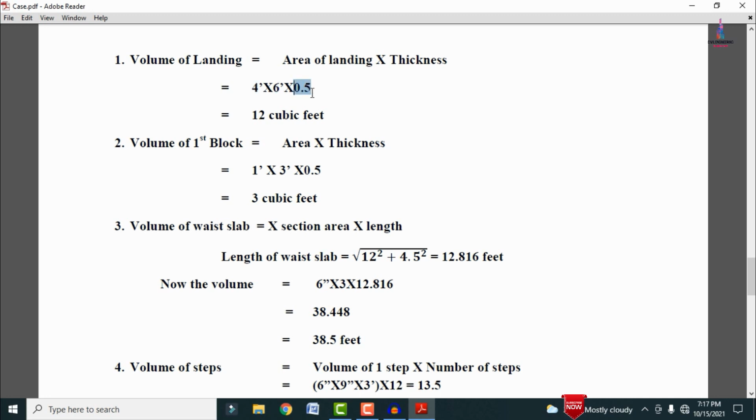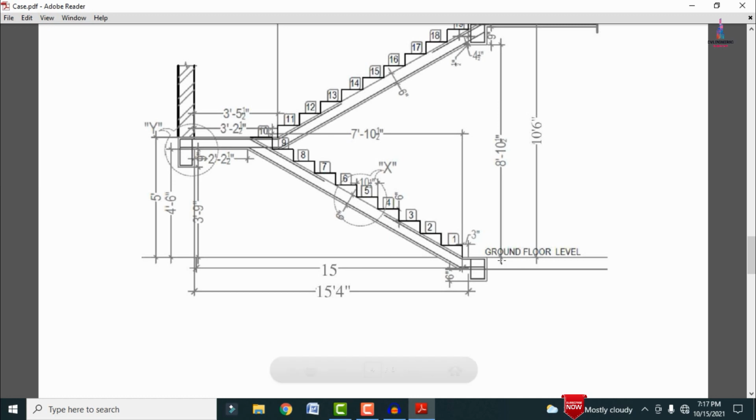Again we multiply this value with the thickness of the landing. The thickness of the landing is approximately 6 inches. If you convert 6 inches to feet, it becomes 0.5 feet. If you multiply these 3 values, you get 12 cubic feet. So this is the first calculation, which is the volume of the landing. Next is the volume of the first block. As per my consideration, I am taking the block to be approximately 2 feet.